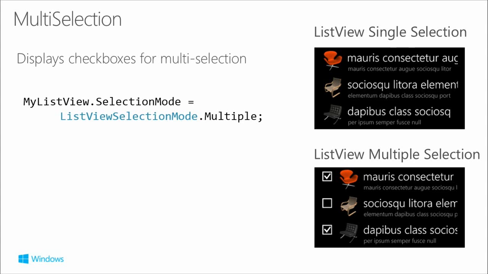We have support for multi-selection, and multi-selection just displays checkboxes for multi-selection and then hides the checkboxes for single selection. You get some really great styles depending on whether you're in list view or grid view. But the other thing that this gives you is when you switch between one or the other, you get a cool little animation where the checkbox slides in from the side, slides out from the side. Changing that is very simple. Just change the selection mode on your list view or grid view to ListViewSelectionMode.Multiple.